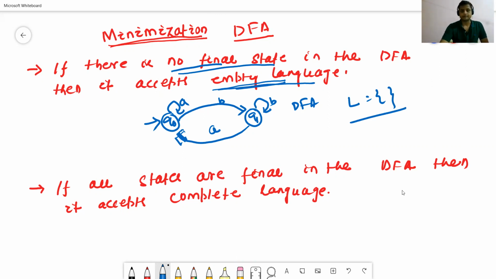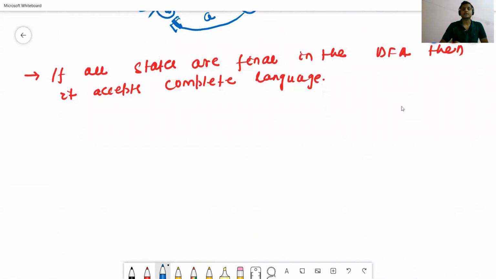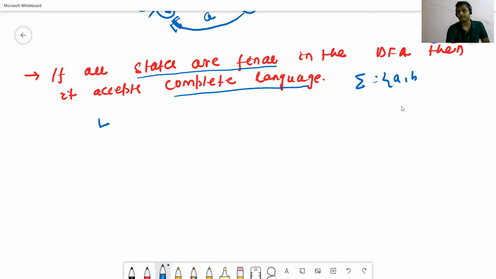The second point: if all states are final in the DFA, then it accepts the complete language. What is the meaning of complete language? We have already discussed the complete language in the first class. Suppose my input alphabet is A comma B. The language contains all combinations of A and B.